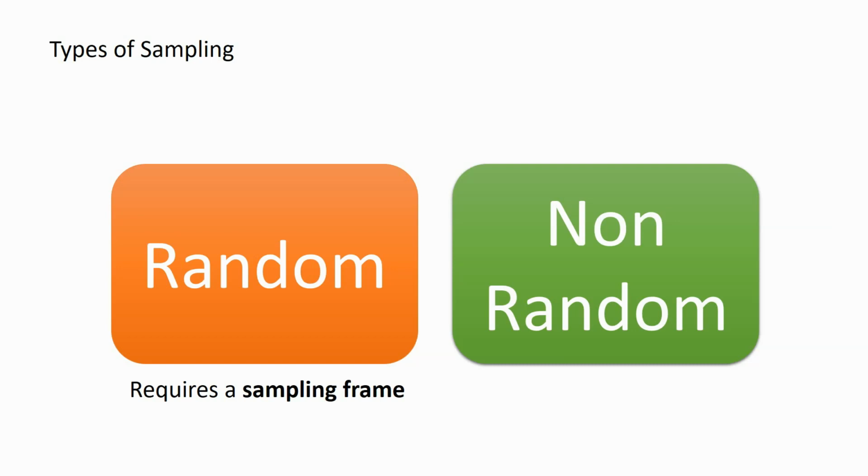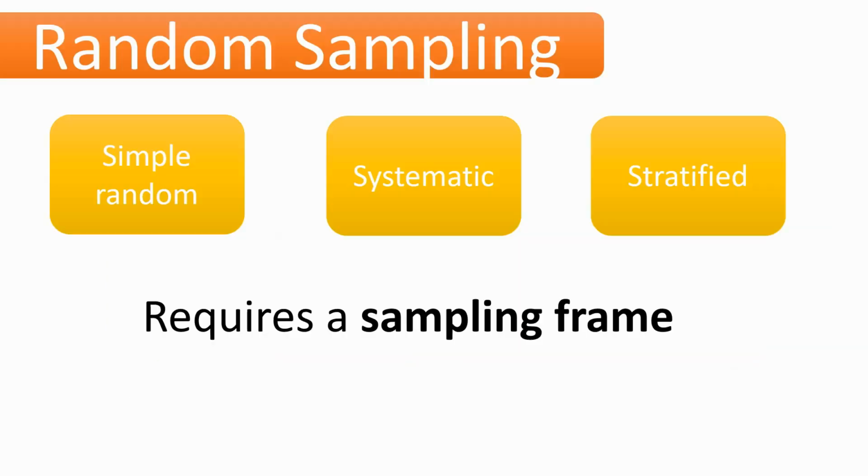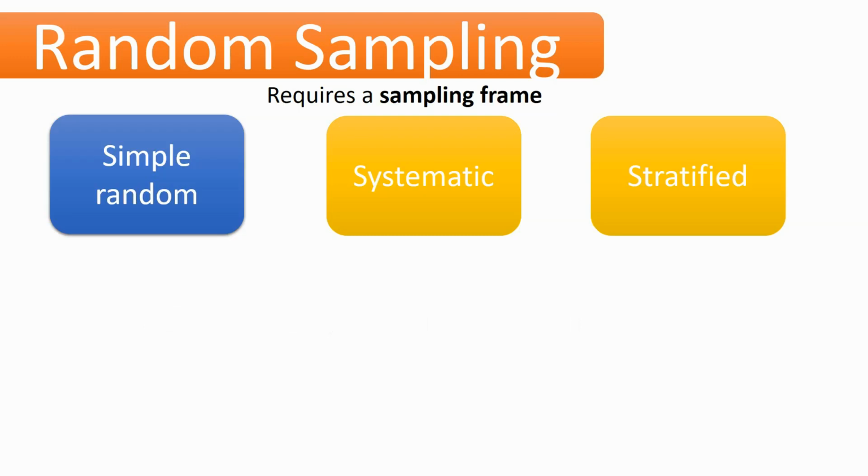Now if you can do a random sample, that's always going to be better. It's not always possible, which we'll see later. But I've written there, and I'm going to make a massive point throughout this whole video, random sampling requires a sampling frame. So there are 3 types of these: simple random, systematic and stratified. And again, I've put it on there, these all require a sampling frame. So let's have a look at the simple random.